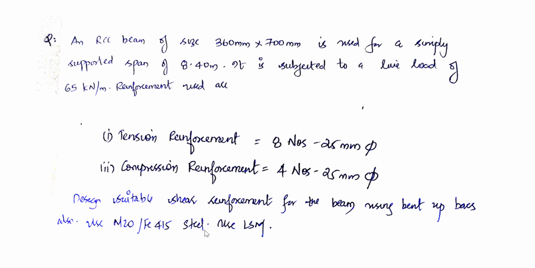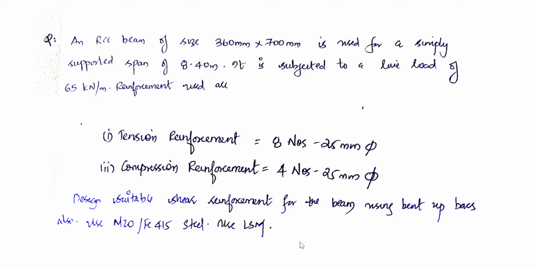Use limit state method. So you can see here, since the load is very high, the tension reinforcement and the compression reinforcement are very high. That is, this beam is heavily reinforced. You are asked to design it for the shear reinforcement using bent up bars. That is, we need to provide bent up bars for design of shear.